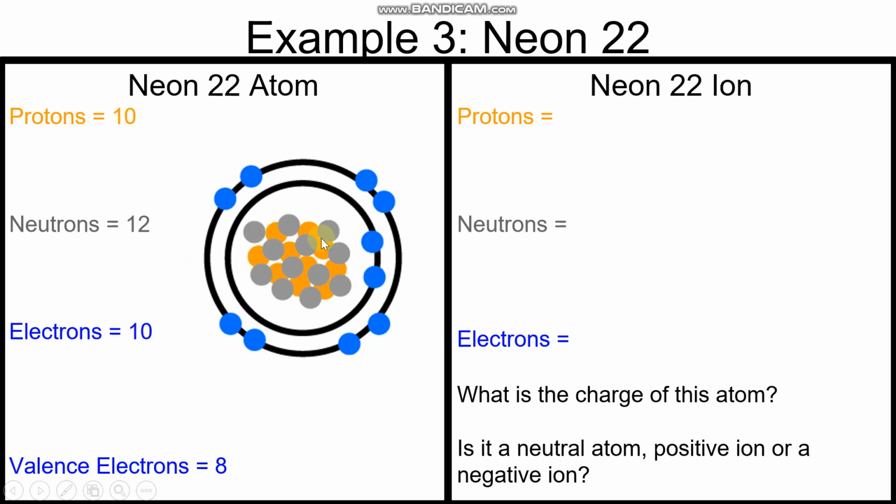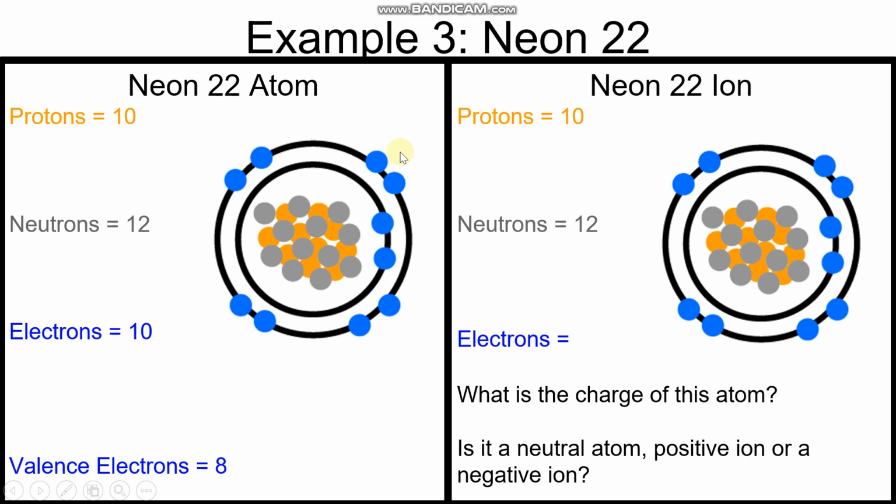So if we count this out, 1, 2, 3, 4, 5, 6, 7, 8, 9, 10 protons. And then if we count number of neutrons, 1, 2, 3, 4, 5, 6, 7, 8, 9, 10, 11, 12. So we're good on our number of neutrons, and then there should be 10 electrons. 1, 2, 3, 4, 5, 6, 7, 8, 9, 10. 10 electrons, and we can see that it has 8 valence electrons as well. 1, 2, 3, 4, 5, 6, 7, 8.